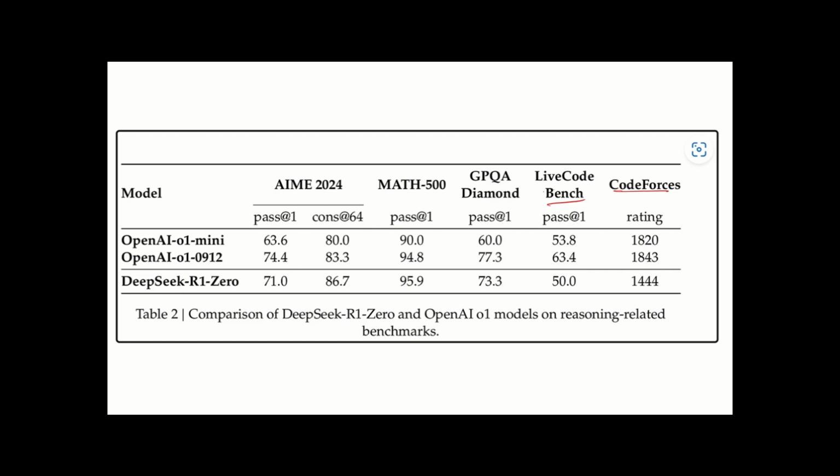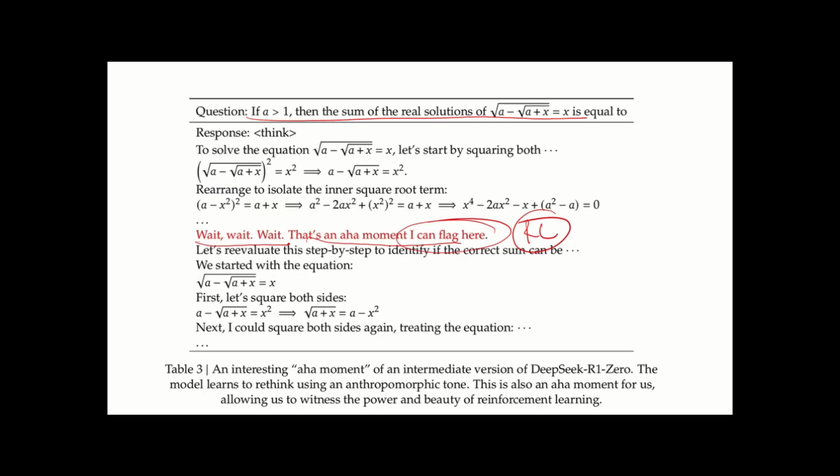But there are some limitations with DeepSeek-R1-Zero. The model often struggles with poor readability and language mixing. That means whenever it's generating a response, it most often mixes a couple of languages into the response. So most often it's not in a readable format.